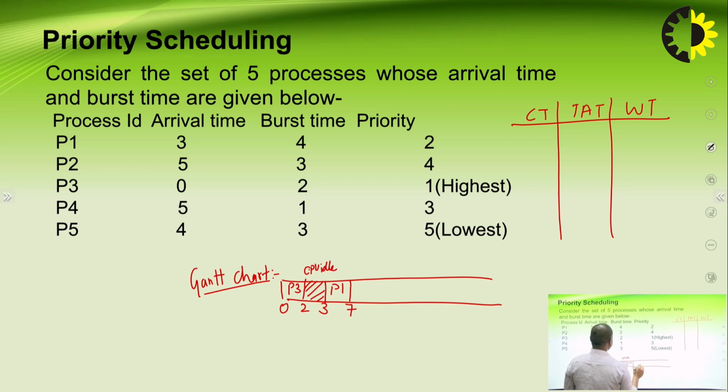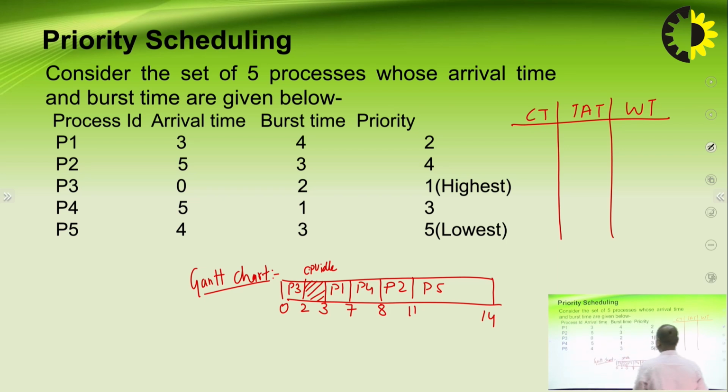Up to 7. Again we check whose priority is highest. Then P4 will run, since all the processes have arrived. P4 runs for 1, up to 8. Then P2 runs for 3 times. Then P5. This is the Gantt chart for priority based scheduling.